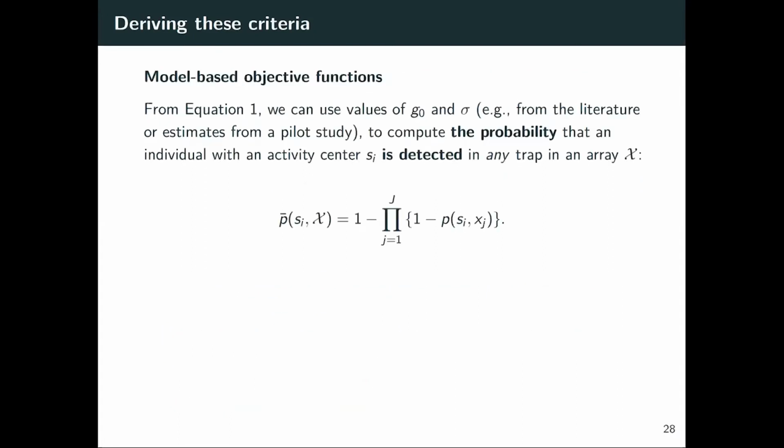So math folks out there who really like this kind of stuff, I'll show you the math here, but without getting into it in too much detail. From equation 1, which is the half normal encounter model, we can use values of G0 and sigma, which are species specific, to compute the probability that an individual with an activity center S is detected at any trap in an array X.